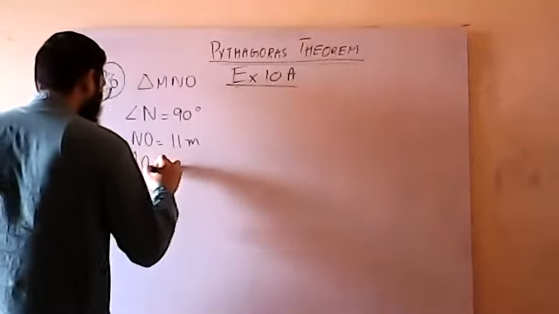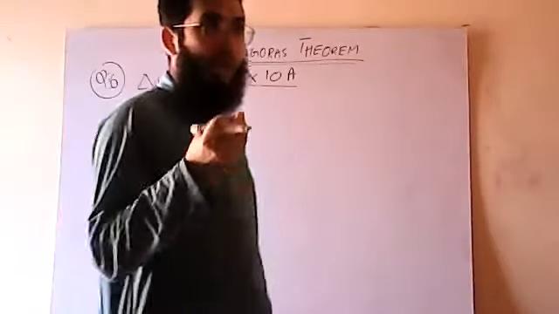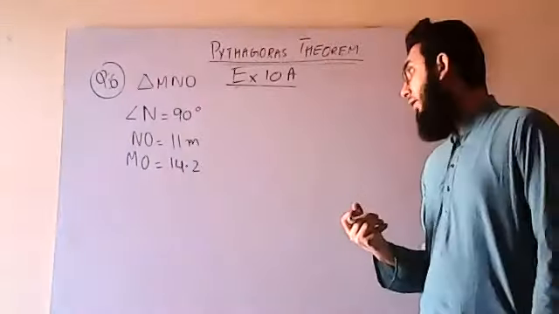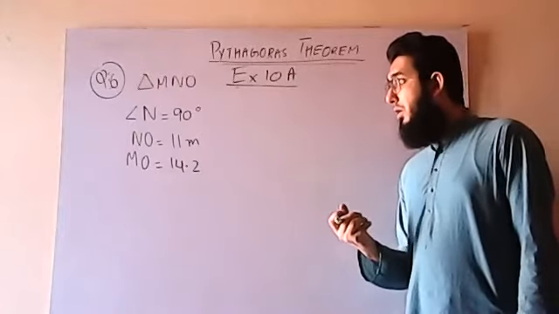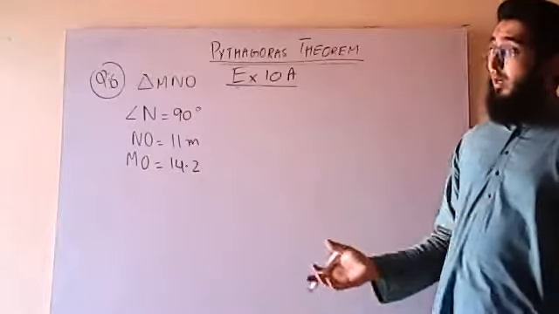The first and most important thing is to circle and highlight, and filter out the important data, the important figures out of the word problem. This is a word problem.